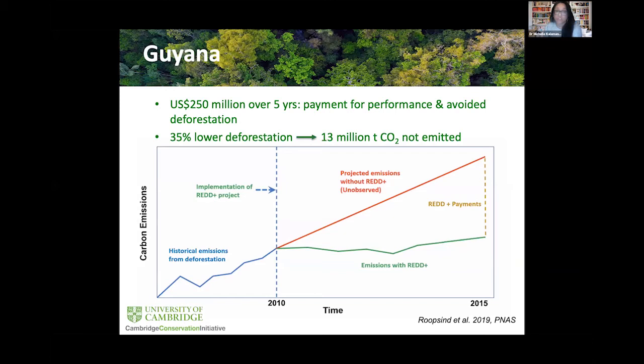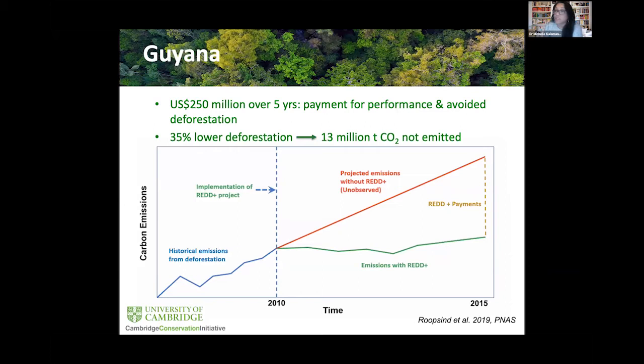Now, if we look at when the project starts to when the project ends, one of the things we've noticed is because of this particular project, which is called REDD+, a lot of you may have heard of it or not, but it's related to reducing emissions from deforestation and forest degradation. One of the things we noticed from the time of implementation to the end of this project in 2015 was there was 35% lower deforestation within the country, which is estimated to about 13 million tons of carbon dioxide not emitted.